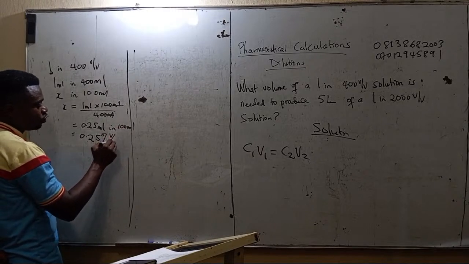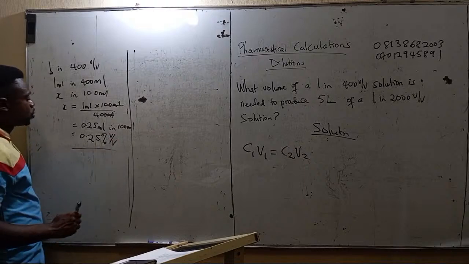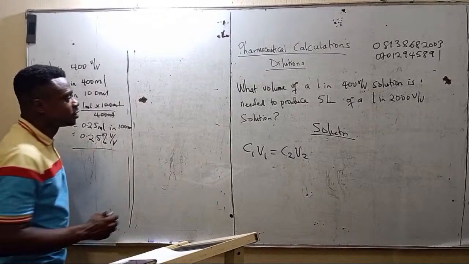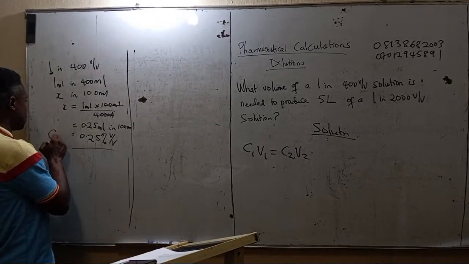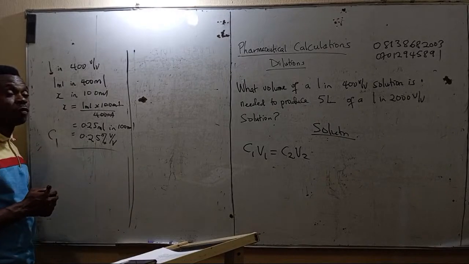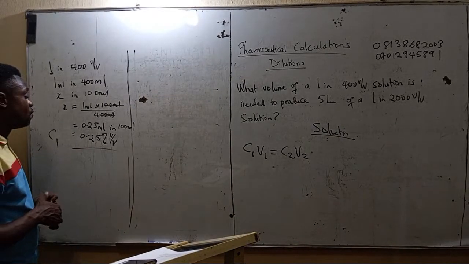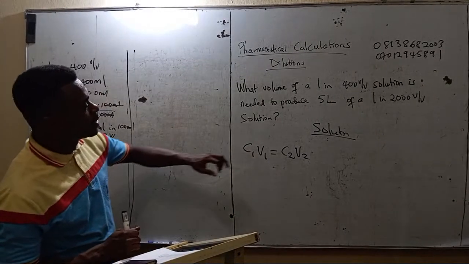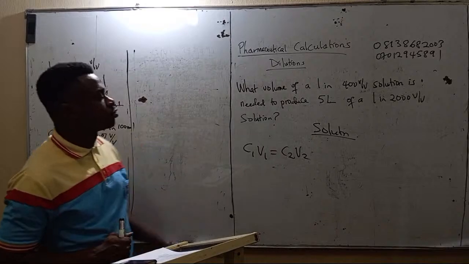This may be turned to volume in volume. So this is the percentage strength. This is C1. So our C1 is X. Our C1 is 0.25% volume in volume. Now the next thing we look at is the C2.